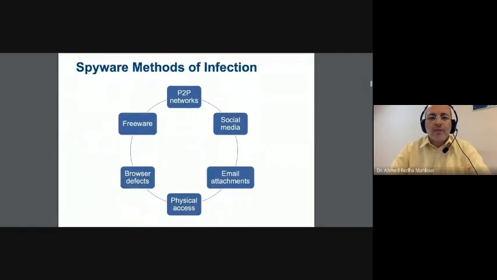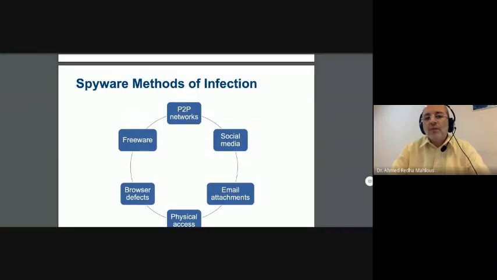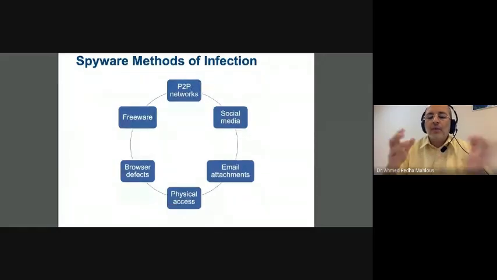These are some ways, on a non-peer-to-peer network, that you can be infected by spyware. You have peer-to-peer networks, or direct communication or chatting between devices on social media. As an email attachment, or through physical access using, for instance, a USB or some kind of disk. Browser defects, a problem with the browser itself. And freeware, the software that can be downloaded.